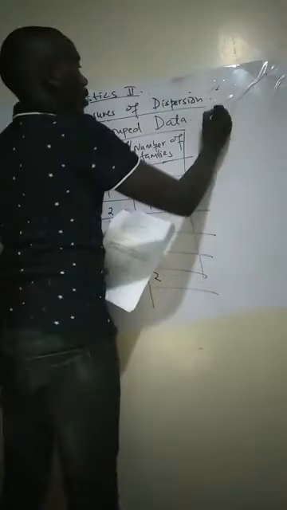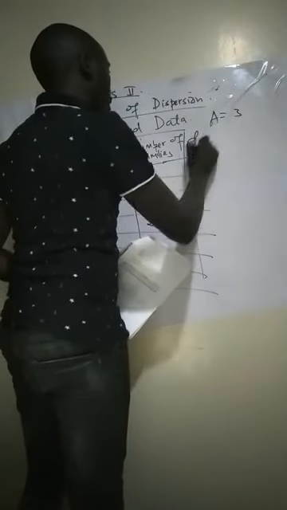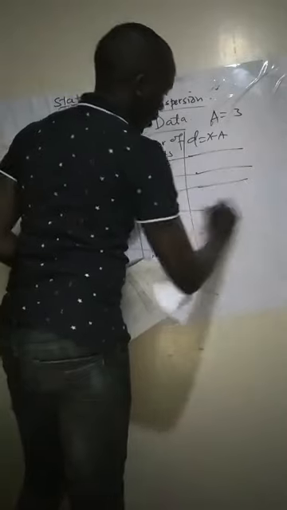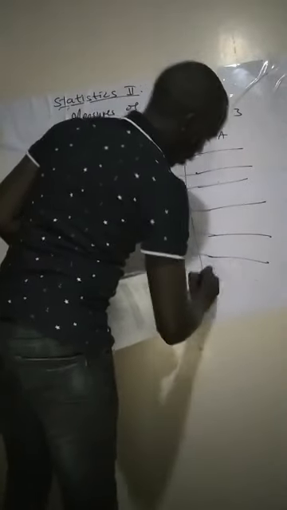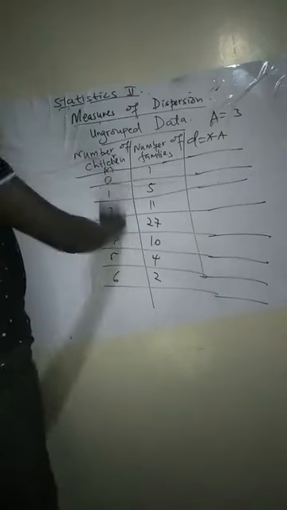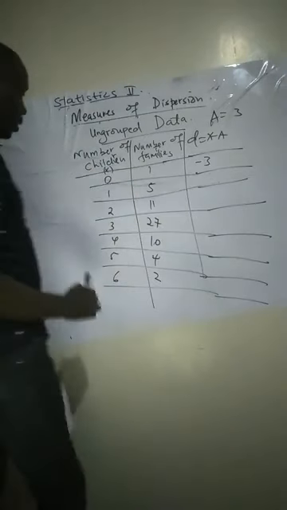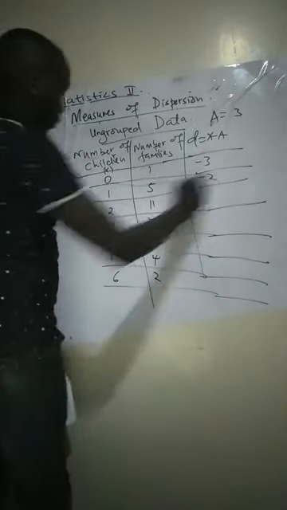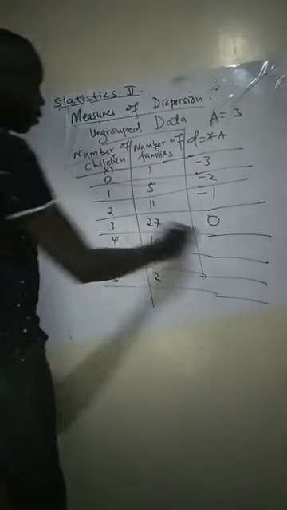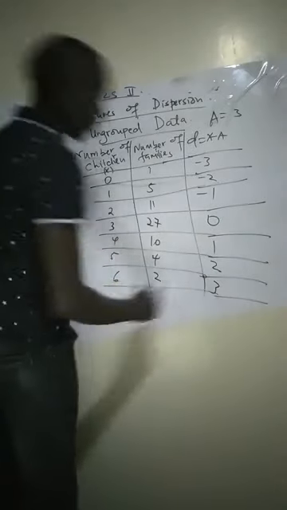Remember, a is 3, so let's get d, x minus a. Notice that we are repeating the same thing throughout the topic. So x minus a: 0 minus 3 is negative 3, 1 minus 3 is negative 2, 2 minus 3 is negative 1, 3 minus 3 is 0, 4 is 1, 5 is 2, 6 is 3.